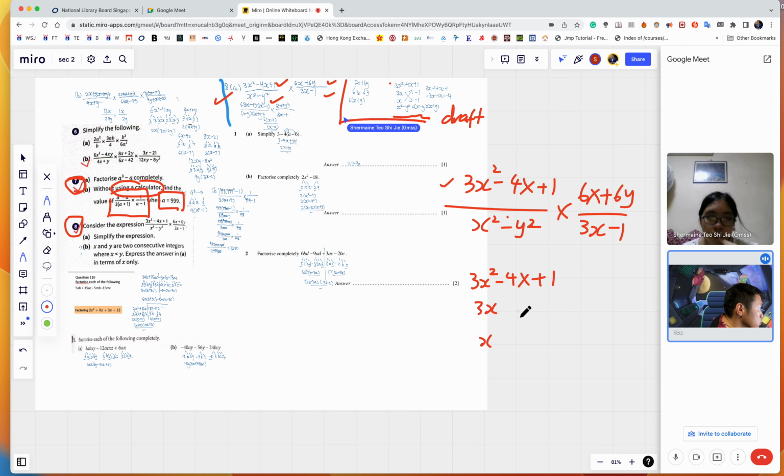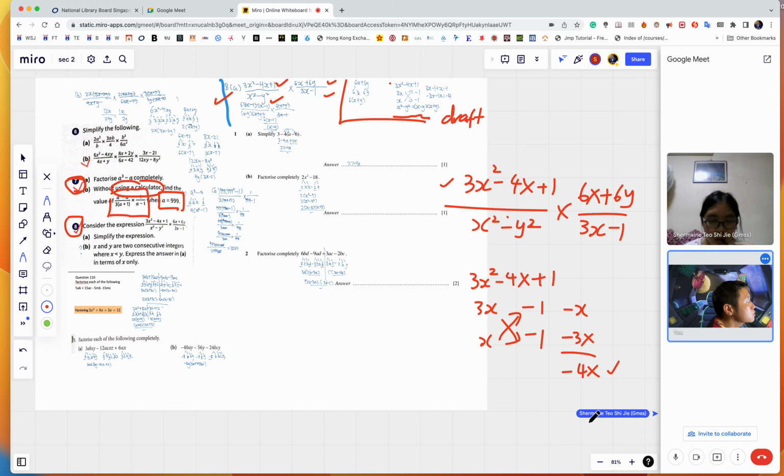Then I will just do this, and then I will just continue to do this. Then I will get minus x, then this is minus 3x. So this one will give me minus 4x. Okay, good, correct. So therefore this will be 3x minus 1, and then x minus 1. So then of course this is my first step.